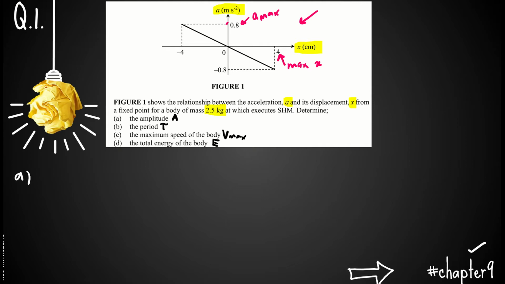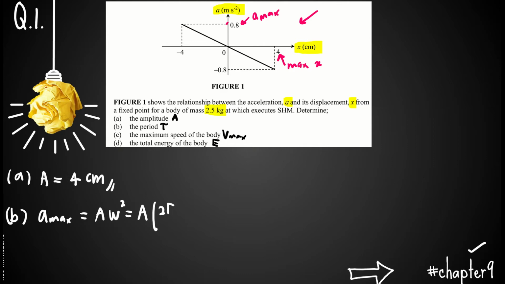For A, we want to find the amplitude. So basically our amplitude is equal to the maximum displacement, and in this case it is equal to 4 cm. And for B, we want to know the period. We can get the period from the information of a max. As we know, the equation of a max is equal to A omega squared, and omega is equal to 2 pi over period.